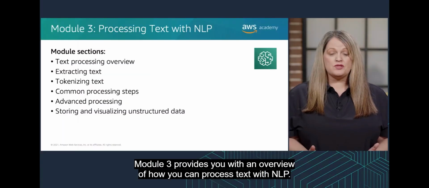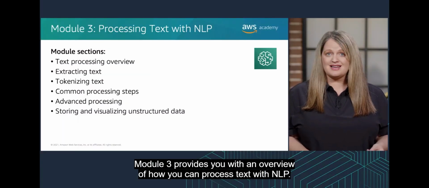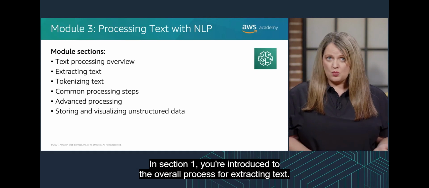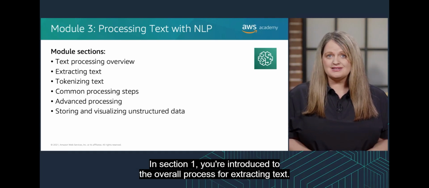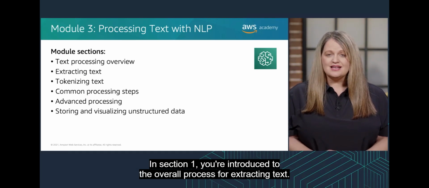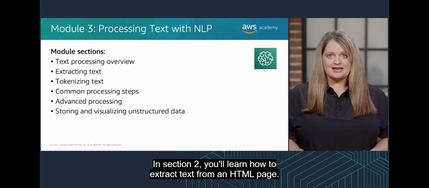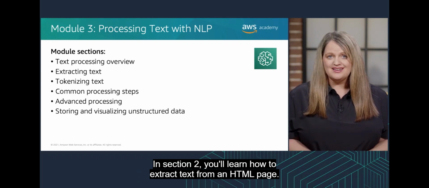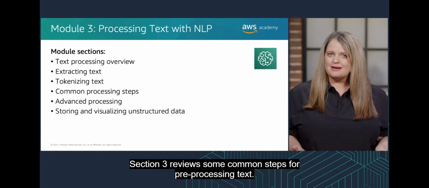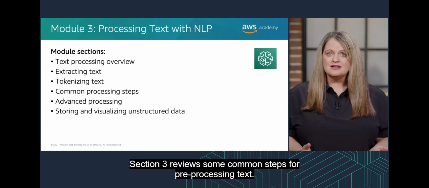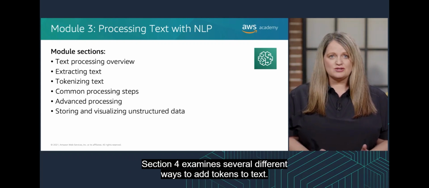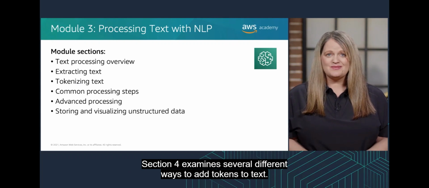Module 3 provides you with an overview of how you can process text with NLP. In Section 1, you're introduced to the overall process for extracting text. In Section 2, you'll learn how to extract text from an HTML page. Section 3 reviews some common steps for pre-processing text. Section 4 examines several different ways to add tokens to text.